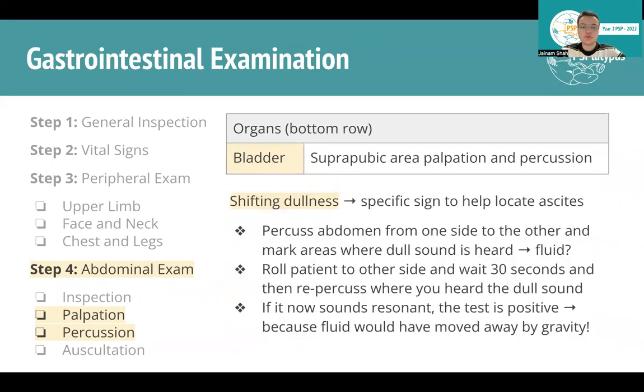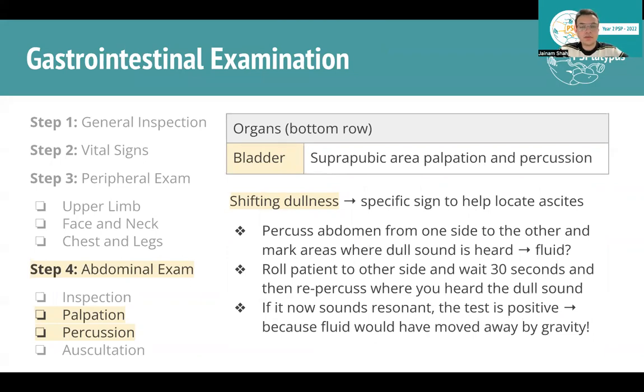And then finally, in the bottom row, you really only have the bladder that you need to deal with. So you're doing, again, palpation and percussion. The way that I like to do percussion for the bladder is I go from one side of the abdomen to the other in the lower row. If you have a full bladder, then when you palpate it, you might be able to feel the bladder a little bit, but generally you shouldn't be able to.